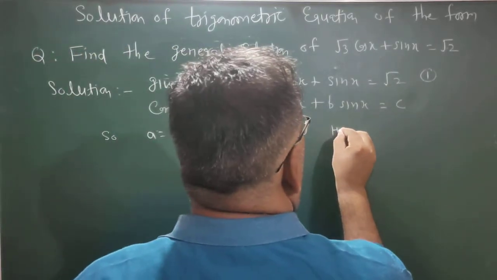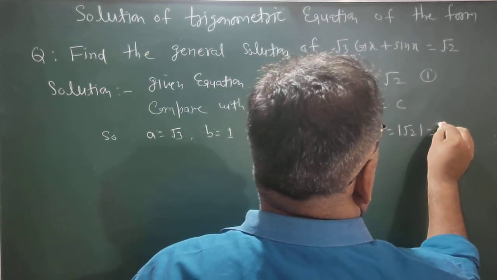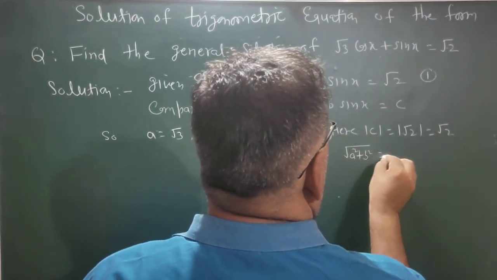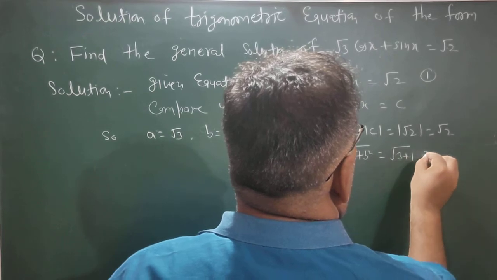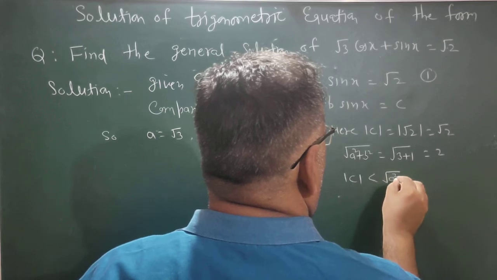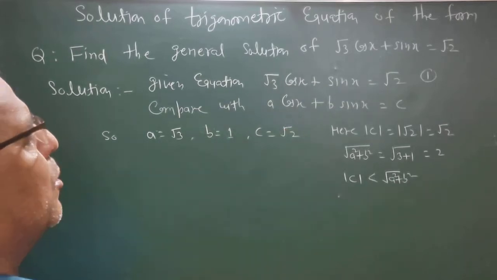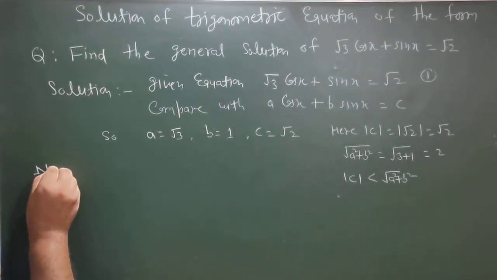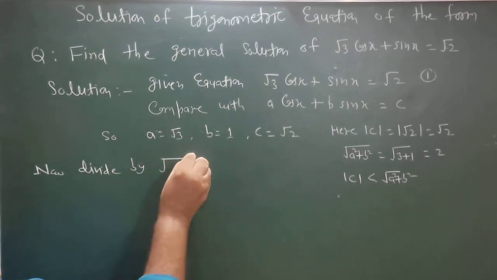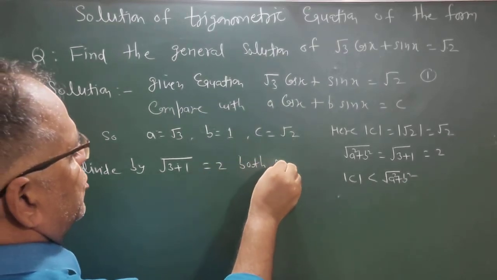Here mod c means mod root 2 equal to root 2, and under root of a square plus b square equal to under root of 3 plus 1 equal to 2. So the magnitude of c is less than under root of a square plus b square. So the first condition is satisfied, that means the equation can be solved. Now divide by under root of a square plus b square to both sides. This is the process of solving.